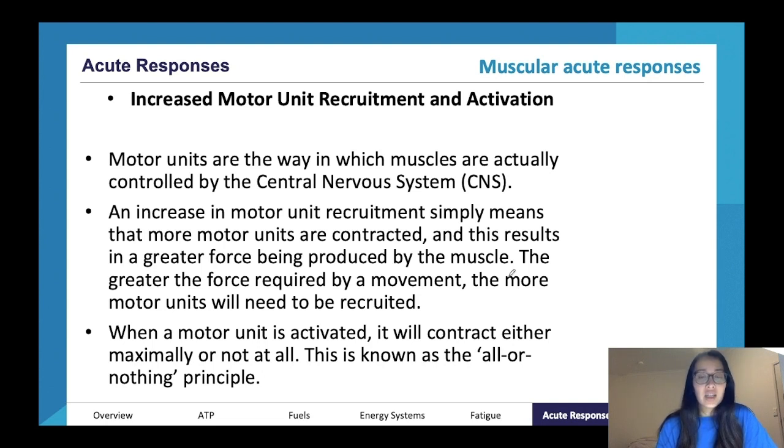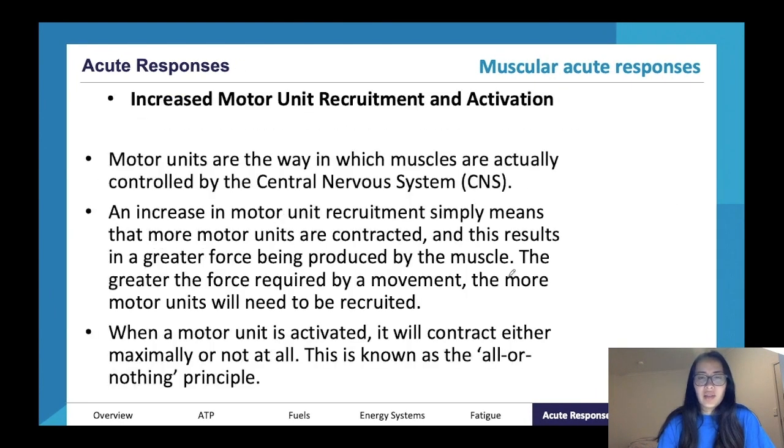So when a motor unit is activated, it will contract either maximally or not at all. So this is known as the all or nothing principle. It talks about whether a muscle contracts or not. It will either contract maximally or it will not contract at all. There is no half-hearted contraction. So when you have increased exercise intensity, your body is going to undergo this acute response, which is increased motor unit recruitment and activation. So more motor units will be recruited, meaning a greater contractile force is generated by the muscle, and you've got a greater muscle force. Okay?